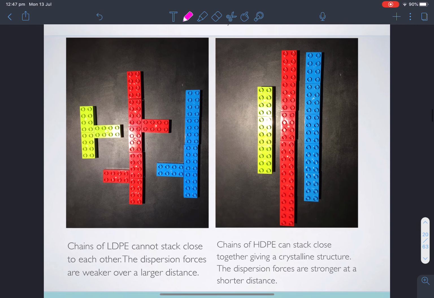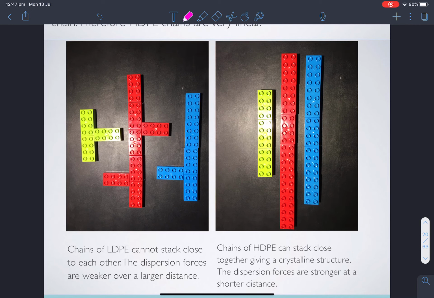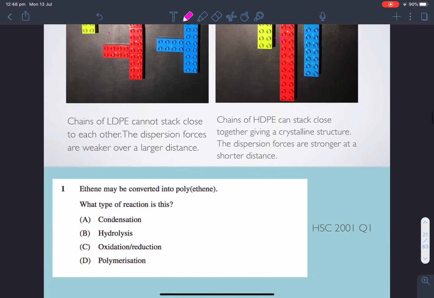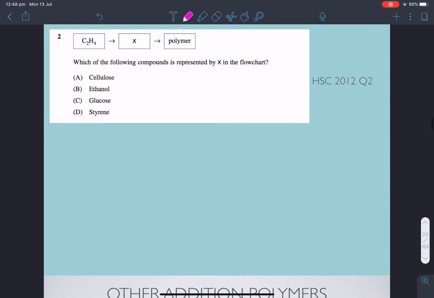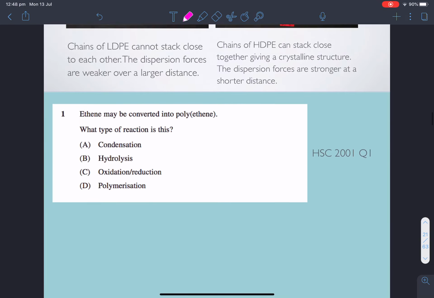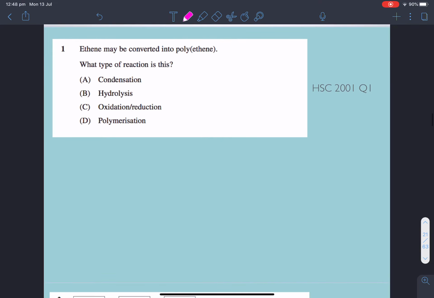Okay, and now let's contrast how they line up together. On the left, we've got our low density. All these branches between successive chains mean they can't get really close to each other. Low dispersion forces. Successive chains of high density can move really close to each other. Dispersion forces are stronger because there's a shorter distance between the two. Only tiny distances. Okay, let's finish up with two past HSC questions.